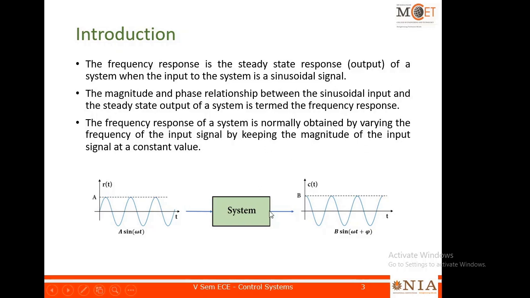So to obtain frequency response, what's our job? The input's sinusoidal waveform's frequency has to be changed, keeping the amplitude and phase constant. By varying the frequency of the input, you note down the magnitude and phase of your output. When you do that, the job is done. That's what this statement says: the frequency response of a system is normally obtained by varying the frequency of the input signal while keeping the magnitude of the input signal at a constant value.